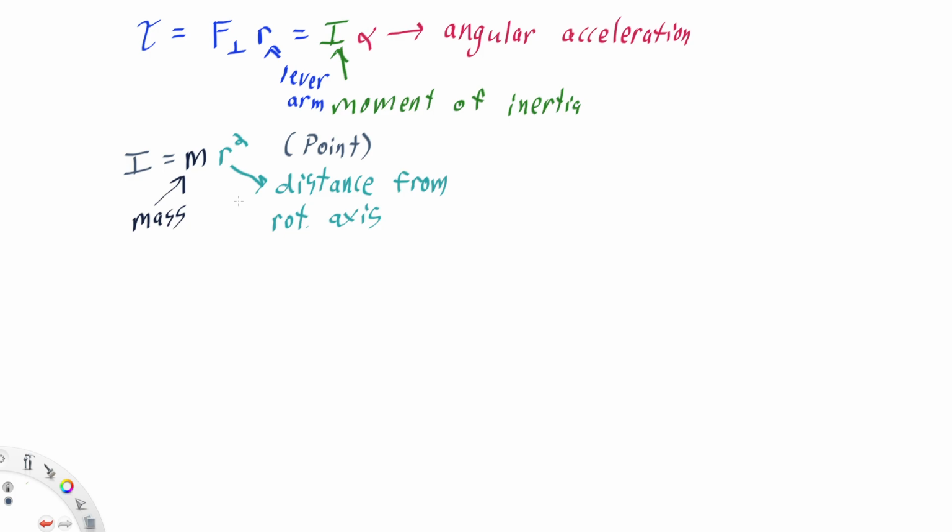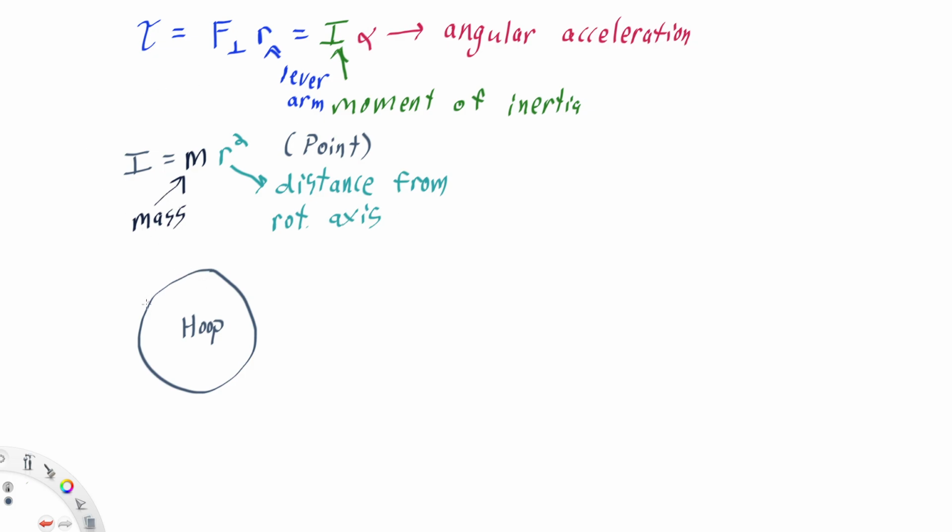Real objects aren't like that, but we can think of real objects as being made of infinitely many little tiny points. And if we think of some way to add up all of those points, then we can get a moment of inertia for the overall object. The clever way to add an infinity of little points is what we refer to as integration. We're not going to do it in this class, but just realize that's where it comes from.